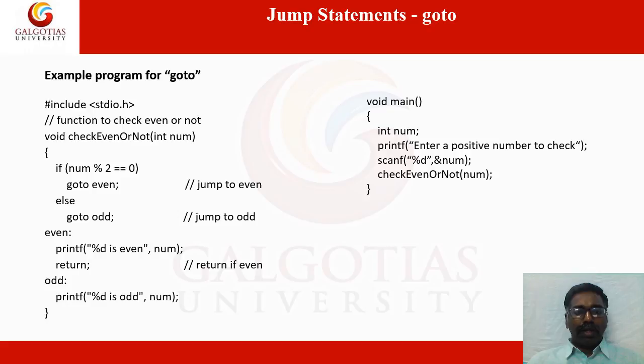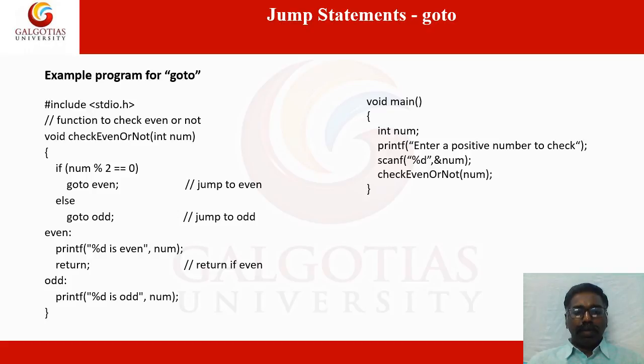So here the function checkEvenOrNot is written first, and then the main is followed with that. No issue with that. In the main, a number is going to be received from the user, and then we call the checkEvenOrNot function. The argument num is passed here, and this function is not going to return anything.